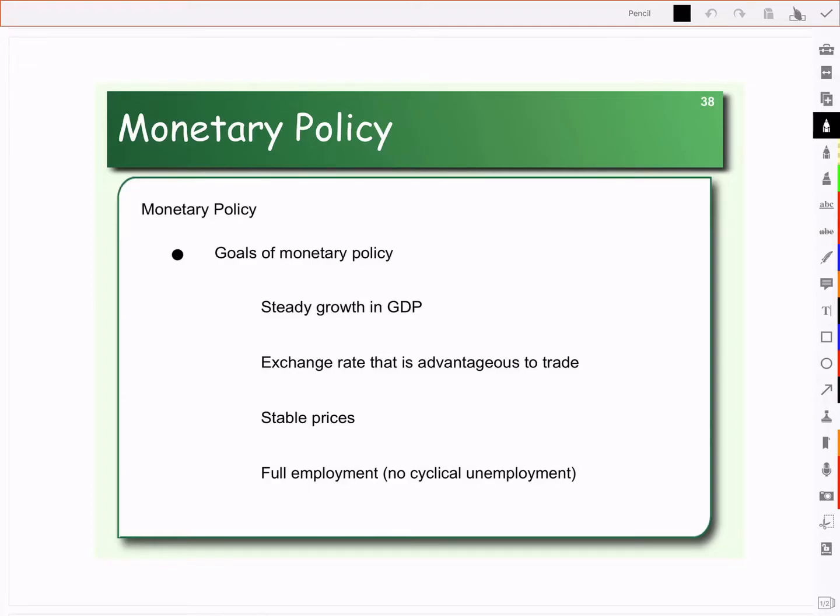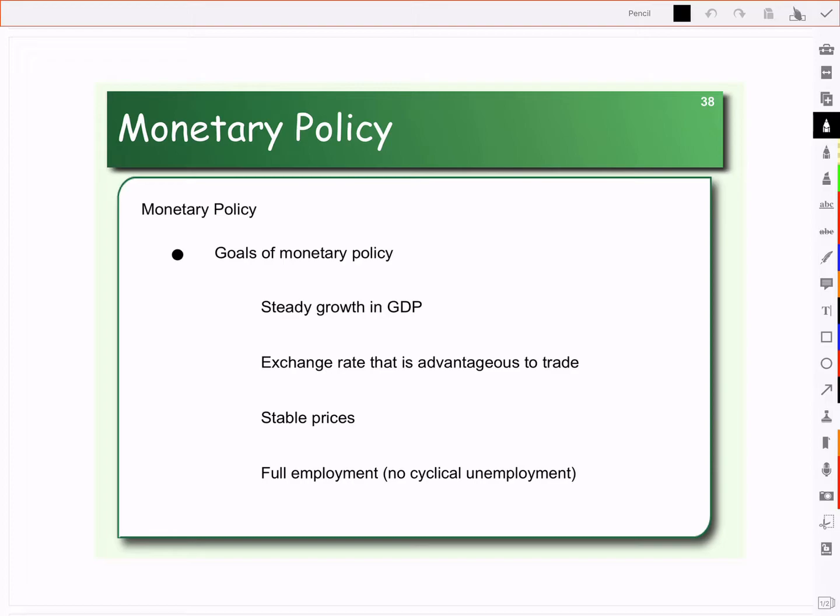So now that we understand how monetary policy works, that is how changing the money supply changes interest rates and how that impacts investment spending and aggregate demand, we should look at the goals of monetary policy. So what would you use monetary policy for?